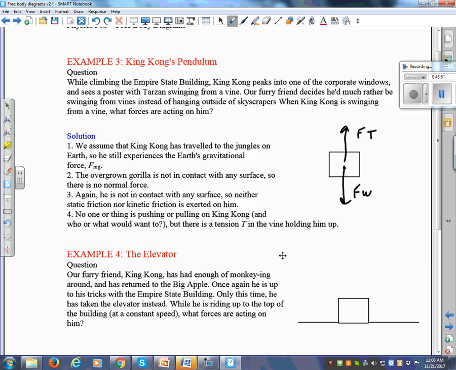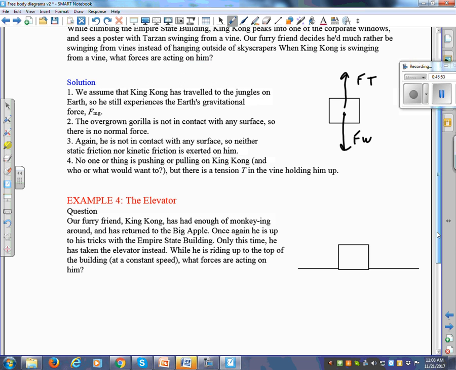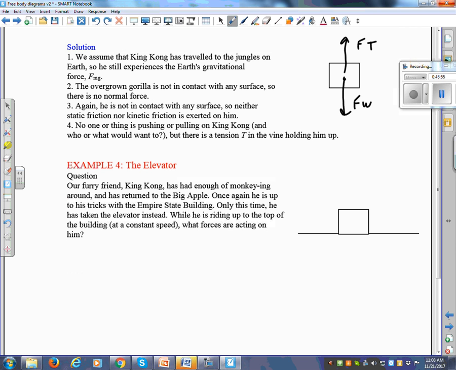What about in an elevator here? No, I think I lied a little bit earlier. Pants on fire again. Our furry friend King Kong has had enough of monkeying around and has returned to the Big Apple. Once again, he's up to his tricks with the Empire State Building, only this time he's taking the elevator, while he's riding to the top of the building at a constant speed. Is that important? Probably. Yes, because at a constant speed means that the net force is 0, which means that all of the forces must be equal or balanced.